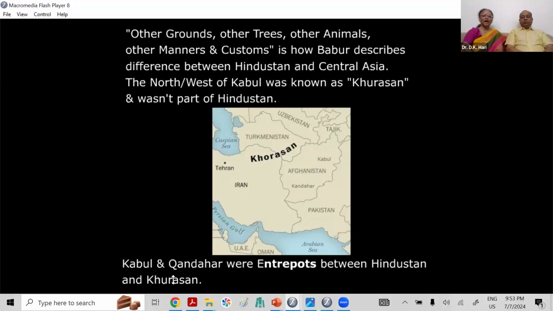And see here, he says Kabul and Kandahar were the entrepot between Hindustan and Khorasan. So just beyond this area was called Khorasan. And see here, they say Kabul and Kandahar.